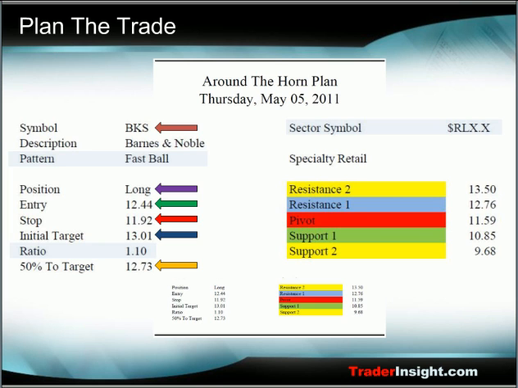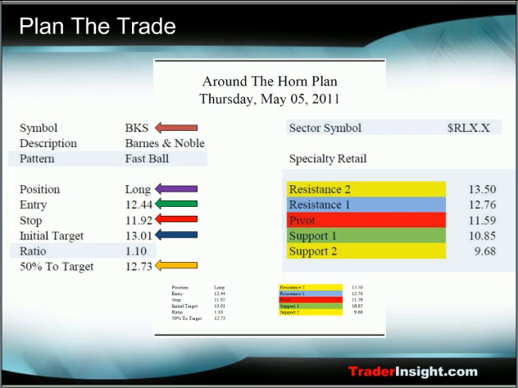Got the sector identified. Barnes & Noble's in the retail sector. In the event that I get a profit extension, I'm going to want to take a look at the sector chart, see what's going on. Was there news somewhere? Is the sector really running? If it is, I'll let the profit extend, and if it's not, then I'm going to look for the doors as soon as I see any kind of sign of trouble in the position.